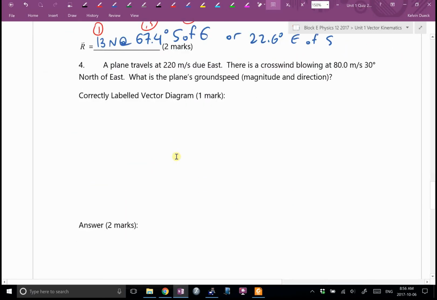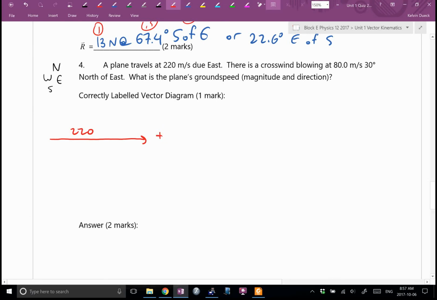Correctly labeled vector diagram. I might actually end up needing more room than I left you here, but we'll see. I've scrolled down, so Connor, I'm going to put another compass rose here because plane travels 220 meters per second due east.